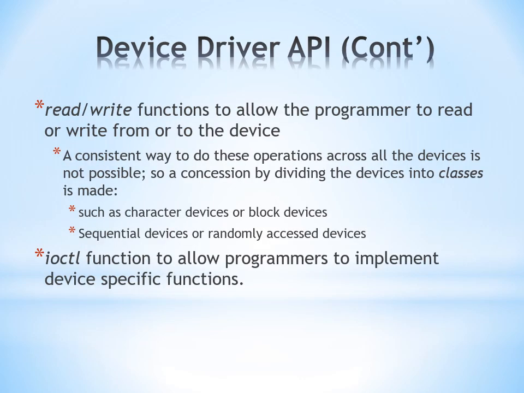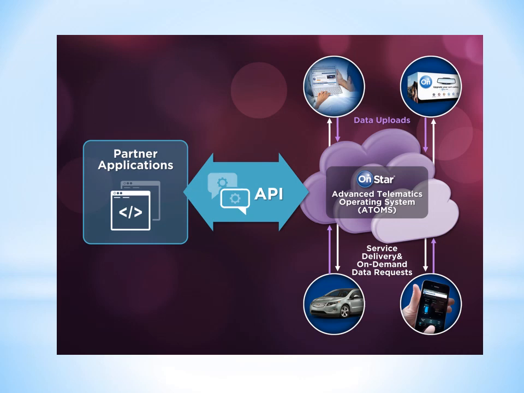So these are some other functions of the device driver. We have read and write functions, which allow the programmer to read from or write to the devices. And IOCTL functions allow the programmer to implement device-specific functions. Okay, so these examples of APIs will be created by programmers in order to have an interface between your applications and other systems.